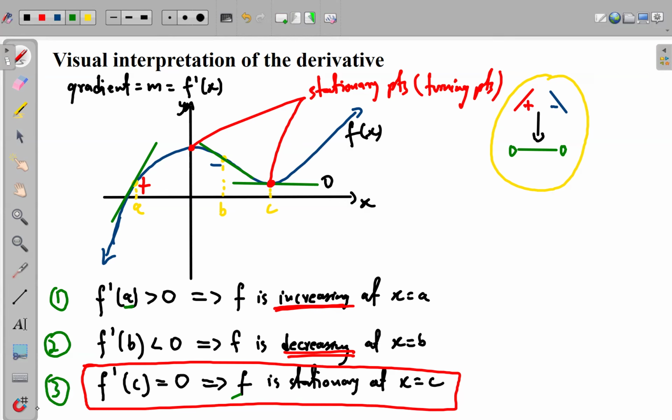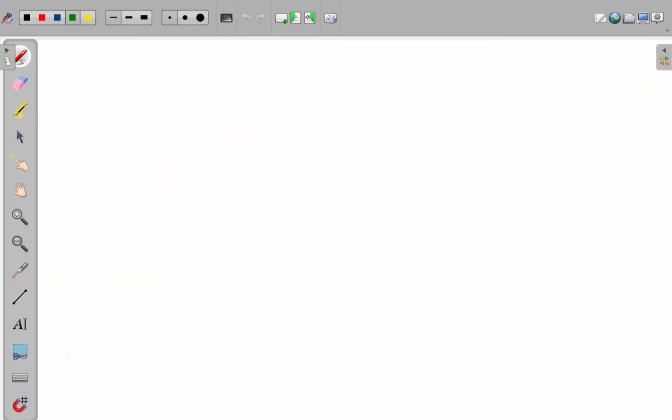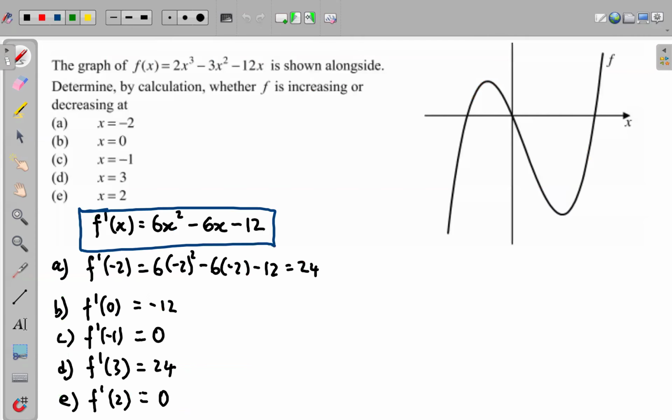If we substitute and we get exactly 0, we will conclude that that particular x value is an x coordinate of the stationary point. In other words, it's an x coordinate of the turning point. So let's check that. Looking at this, we substituted x equals -2, we got 24, but 24 is bigger than 0, isn't it? So because 24 is bigger than 0, we will then say f is increasing at x equals -2.